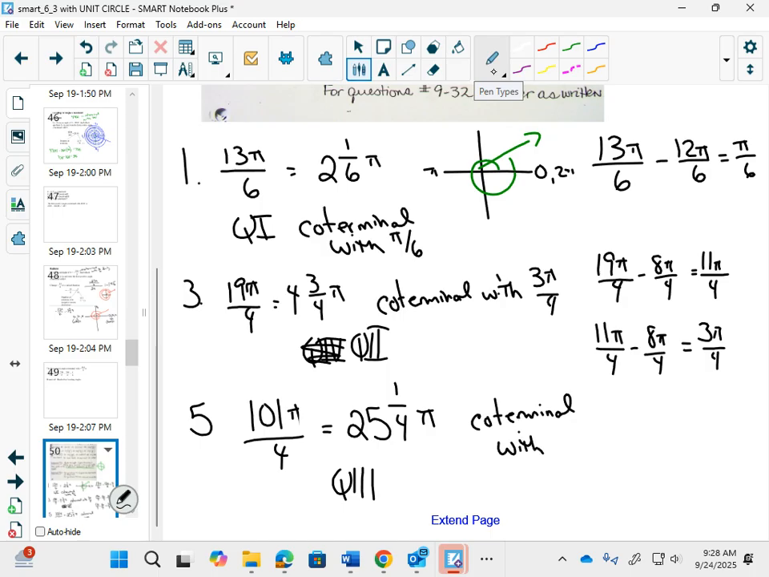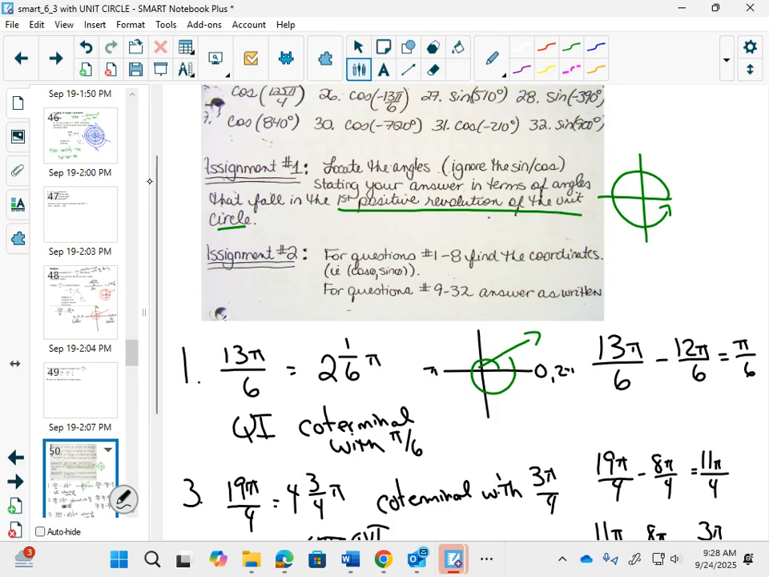This would make this coterminal with, what is your pi over 4 in quadrant 3? 1 more. You see how that strategy of knowing 1 more and 1 less can be really helpful in remembering your unit circle? So quadrant 3, your numerator will be 1 more than your denominator, it'll be 5 pi over 4.